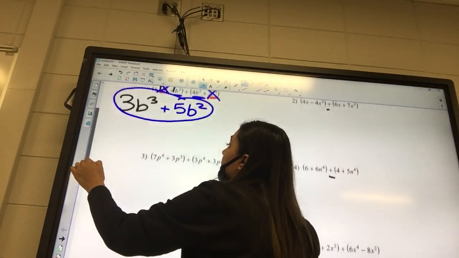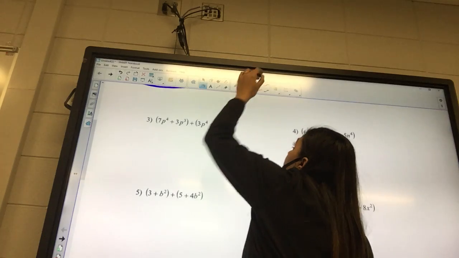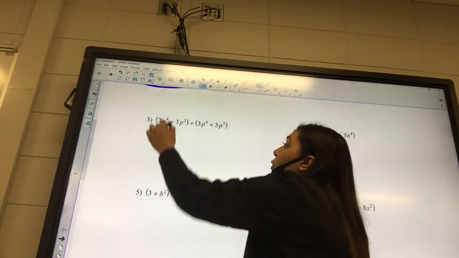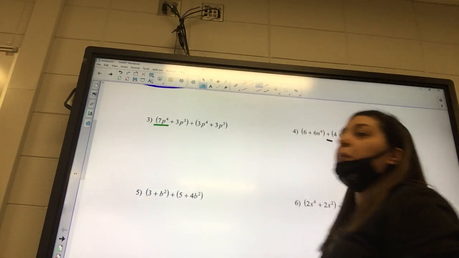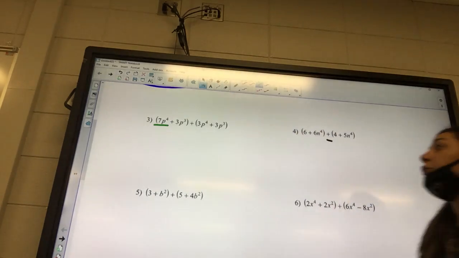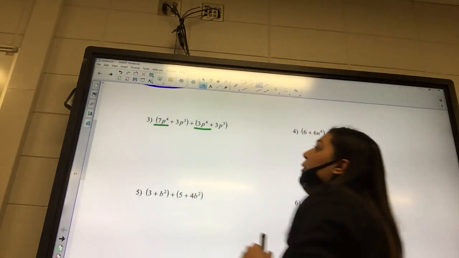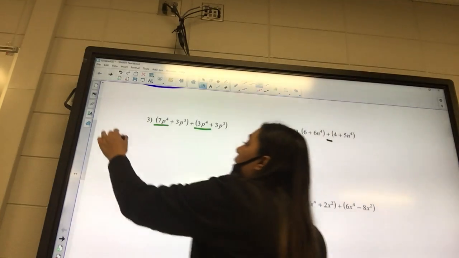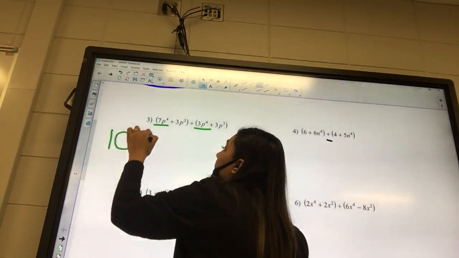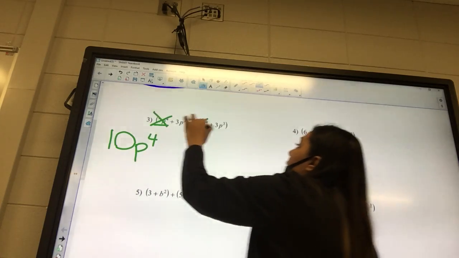Okay, let's look at the next one. What's the highest exponent? 4. See how this has a p to the 4th? That's their last name. So what other thing is a p to the 4th? 3. You had 3p to the 4th. So if we put those two together, what is 7 plus 3? 10p to the 4th. And then cross them off. Once you've used them, cross them off.